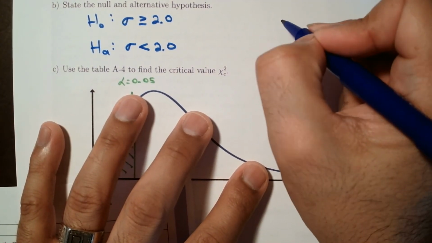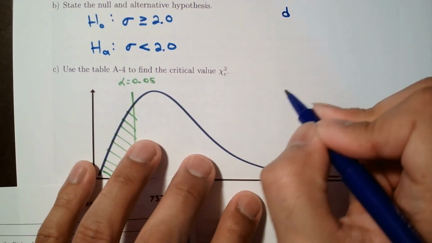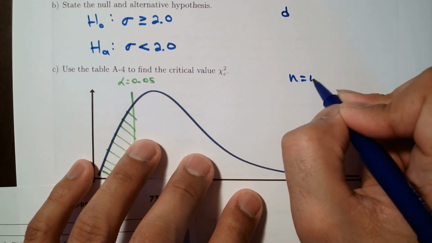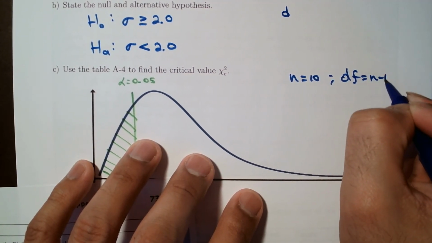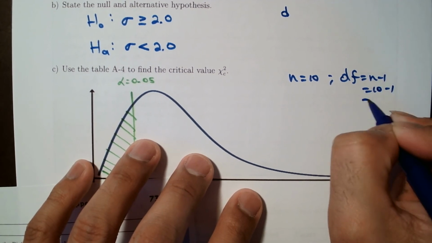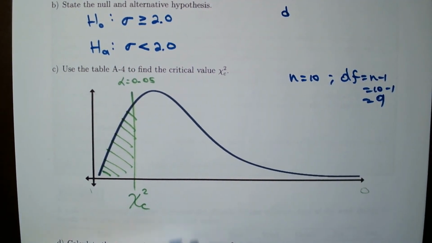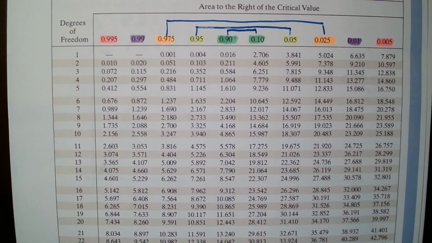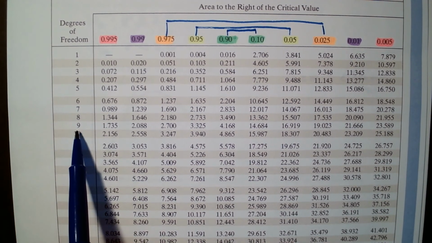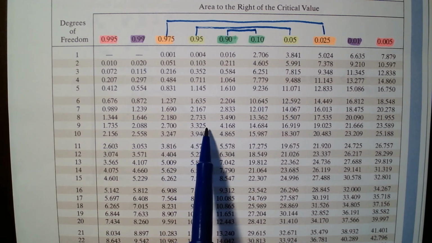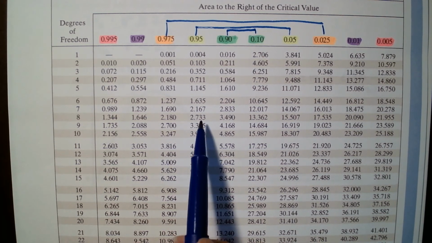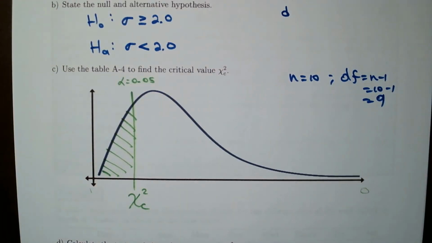So degrees of freedom, n equals 10. Degrees of freedom will be n minus 1, which is 10 minus 1, which is 9. So I'm going to go to the row with degrees of freedom equals 9 and the column of 0.95, which in this case is 3.325. All right.